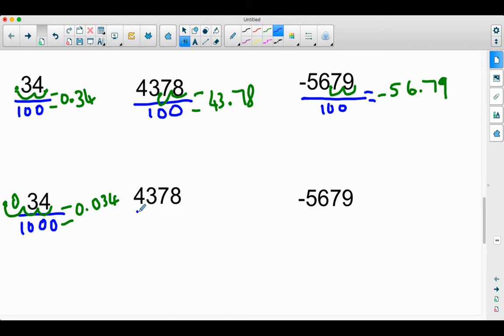4,378 divided by 1,000. We are going to move the decimal point 3 places to the left. So 1, 2, 3 places to the left. So that gives us 4.378.